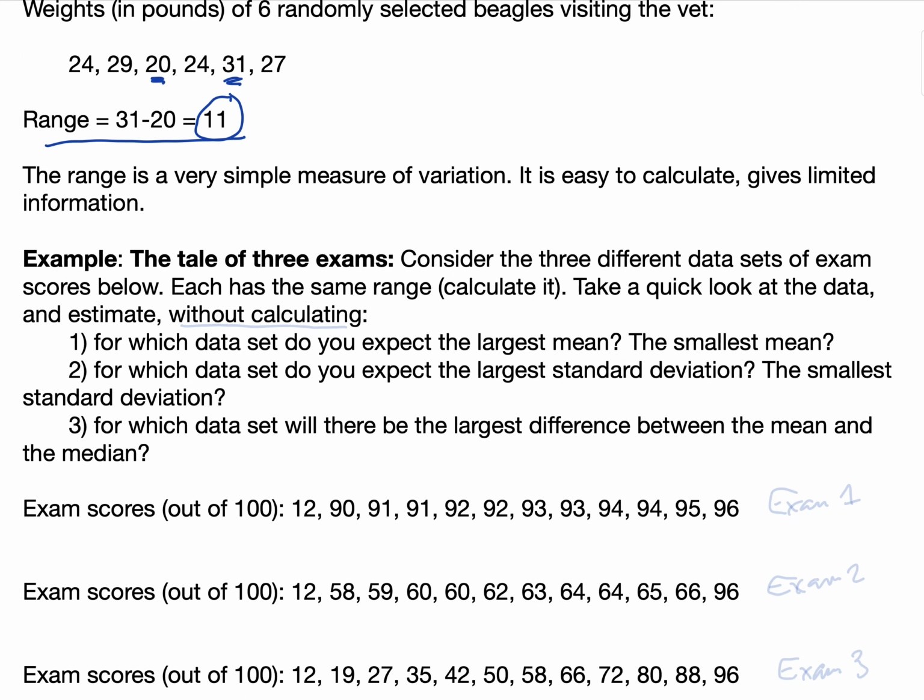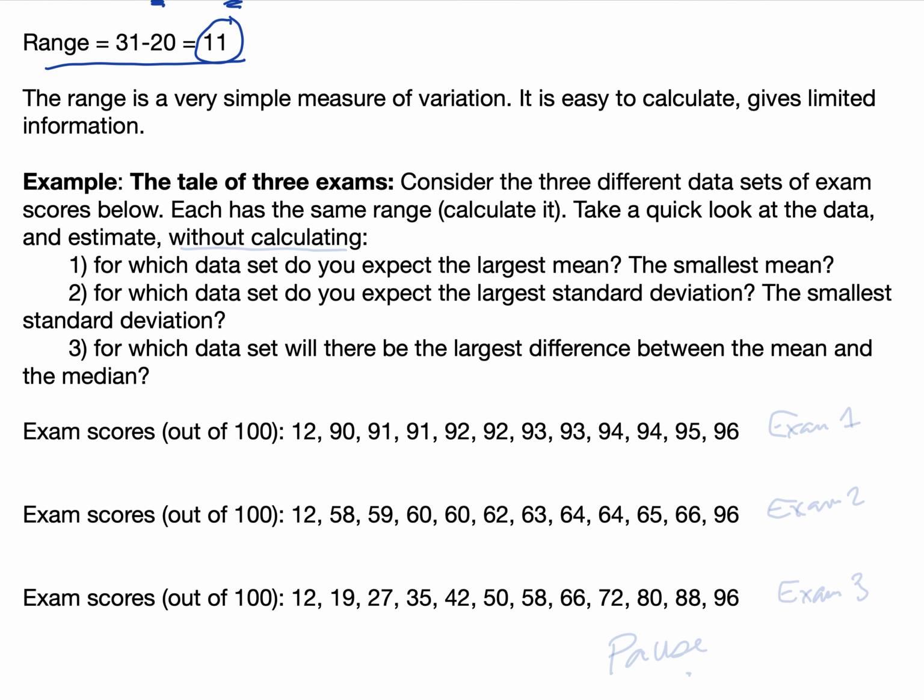Let's look at the tale of 3 exams. So say we have a class with 12 students in it, and they take 3 exams throughout the semester. Each of these examples has the same range. And what I'd like you to do is take a quick look at this data for exam 1, exam 2, and exam 3. And I'd like you to see, for which data set do you expect the largest mean, and for which data set do you expect the smallest mean? You can do these without actually calculating.